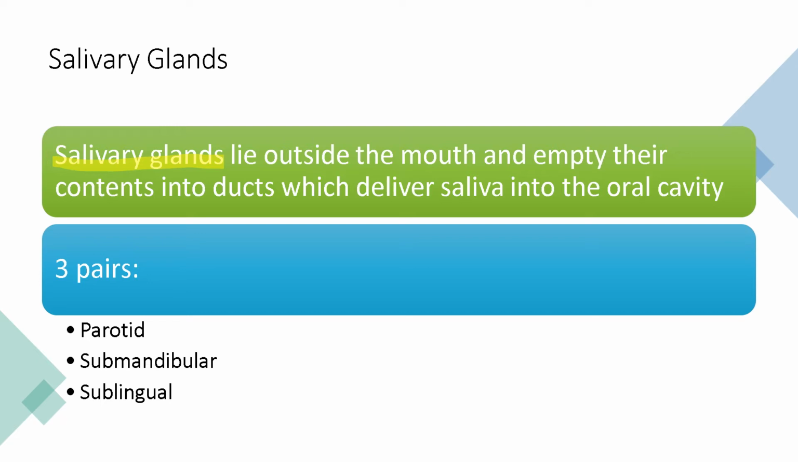Now, most of the saliva is secreted by 3 pairs of major salivary glands. Now, these lie just outside the oral mucosa, and they have ducts that lead into the oral cavity. Now these 3 pairs of major salivary glands are going to be the parotid gland, the submandibular gland, and then the sublingual. So they're going to be found in pairs, 1 on each side of the oral cavity.